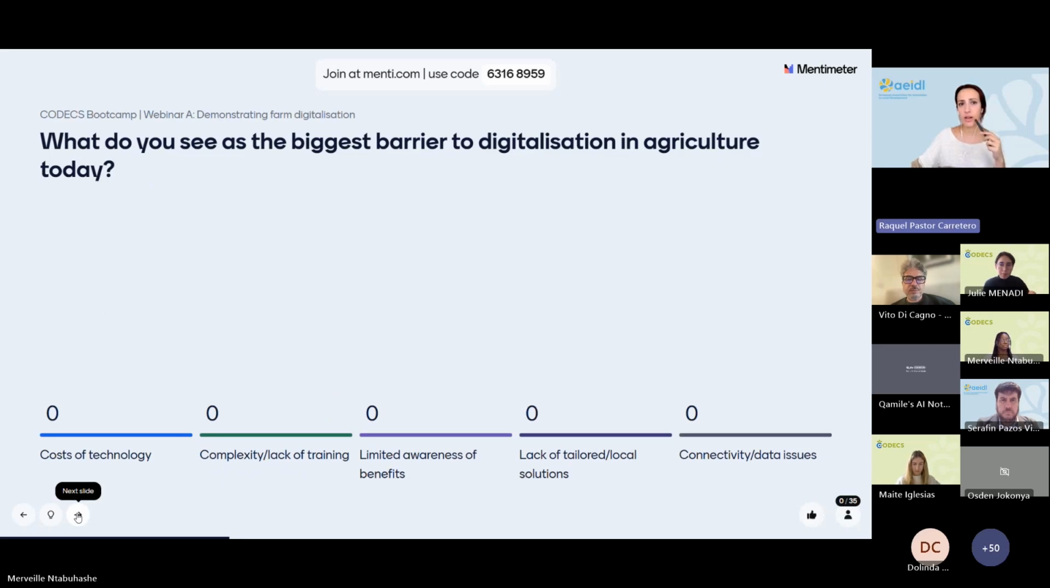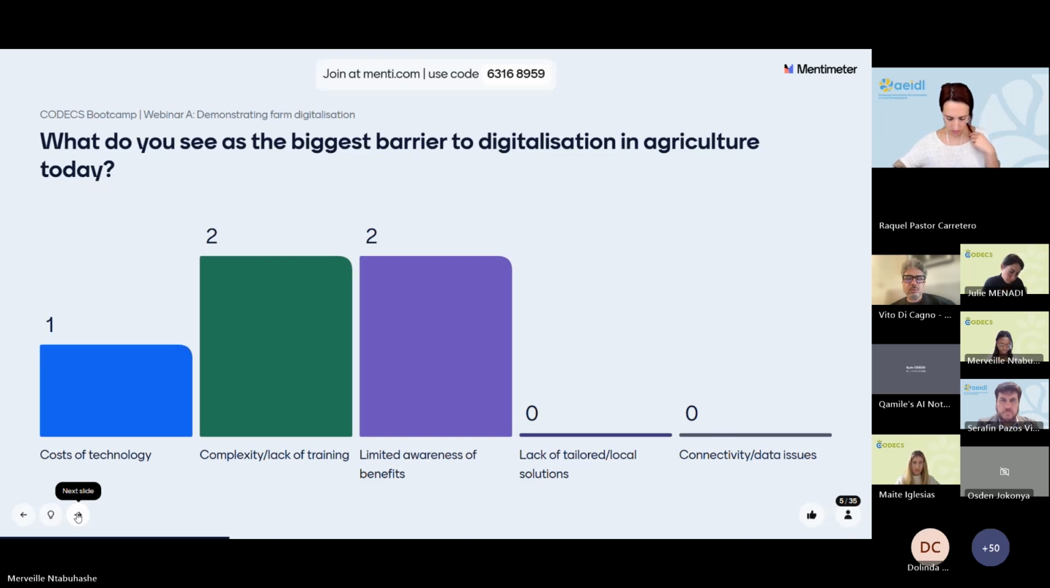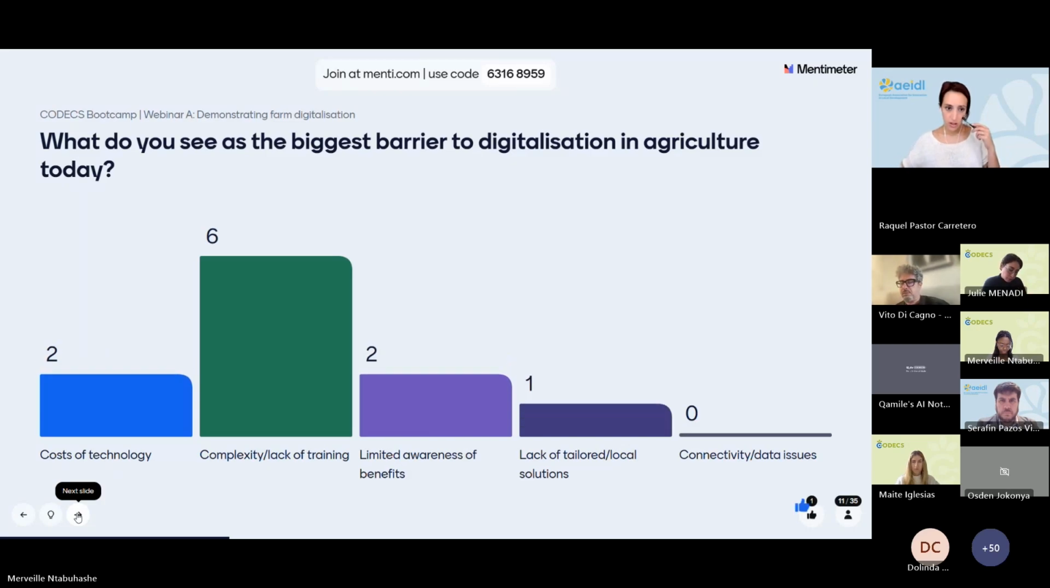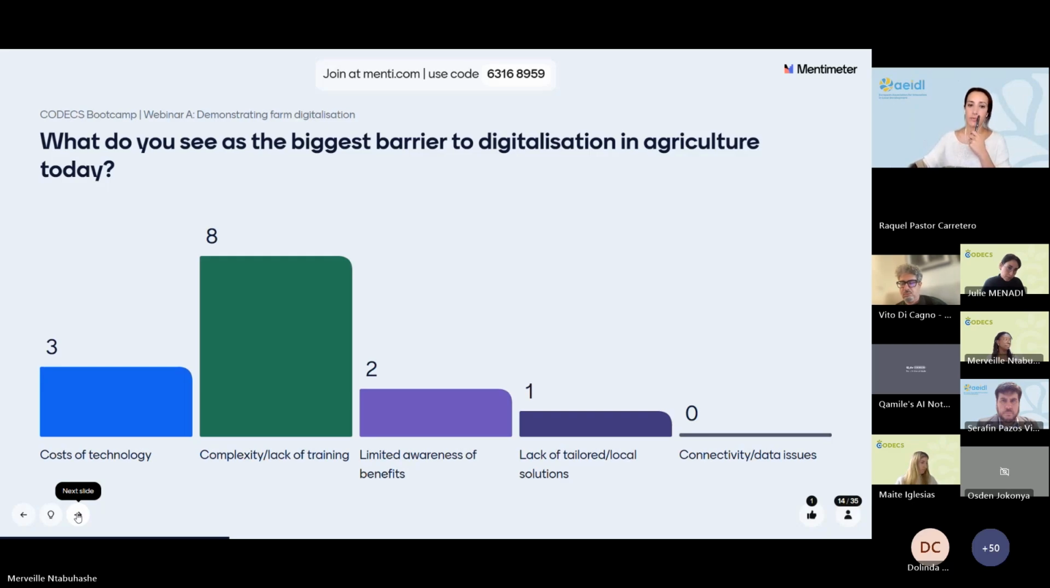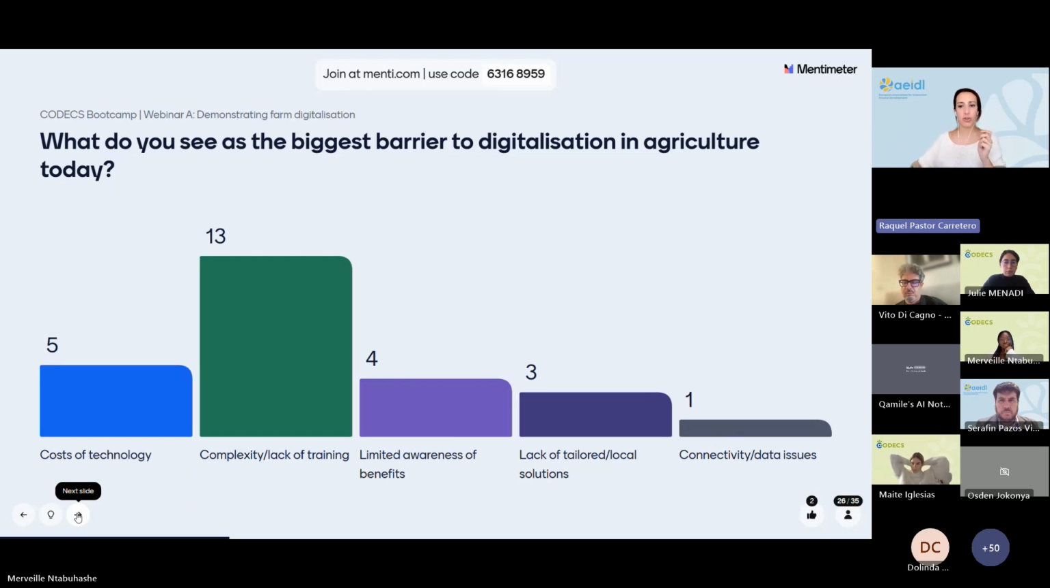What do you see as the biggest barrier to digitalization in agriculture today? Also, you can choose one of these options. Okay, in this case, it is clear that complexity and lack of training is one of the biggest barriers to digitalization in agriculture today. It's clear with different points.